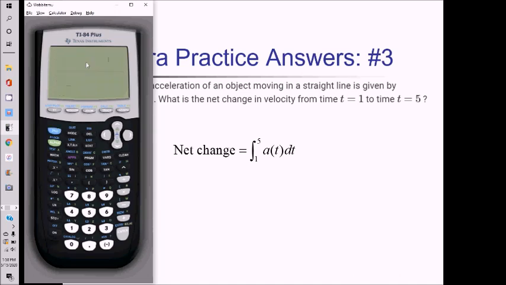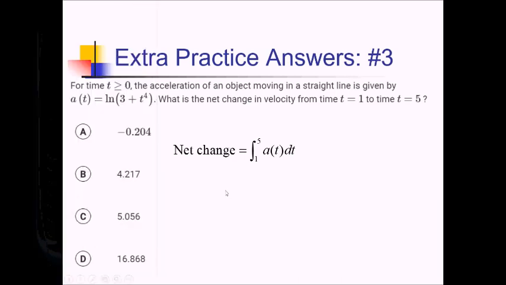Quitting out of there now, let me just do math 9, and I have the integral from 1 to 5. So 1 to 5, we'll do alpha trace y1, that's where I stored my a of t function, dx, press enter, and that's going to come out to about 16.868. That is our net change in velocity, so that's choice D.